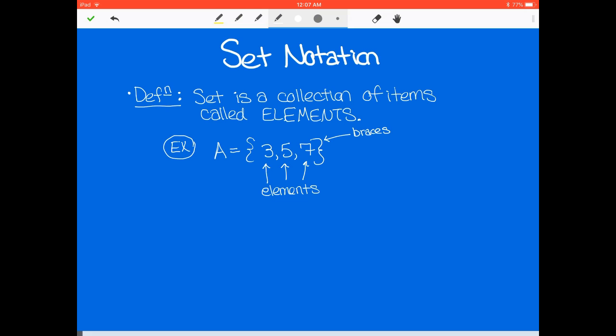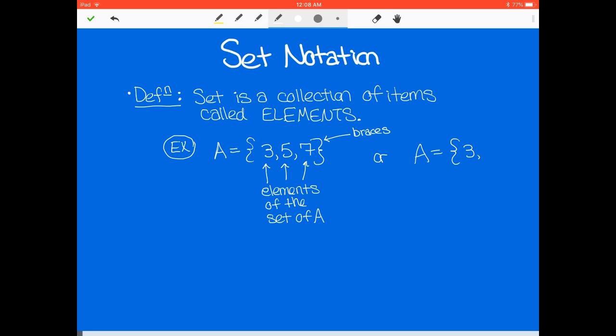And we can say these are elements of the set A. So 3 is an element of A, 5 is an element of A, 7 is an element of A. How many elements do I have? I have 3 elements here. Or let's look at another example.